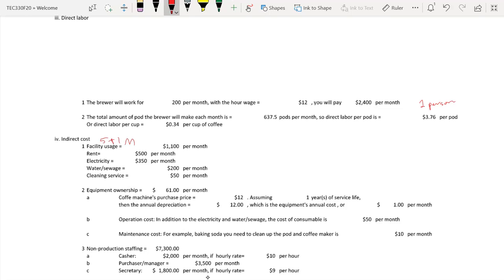One of the M is manpower, that's the direct labor, but the other manpower are down here, non-production staff. So of course we can cut it down, right? Don't have to pay that many people, and that would save us some money. But the cashier is over here. This is a one person operation.